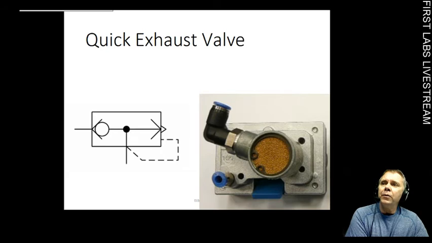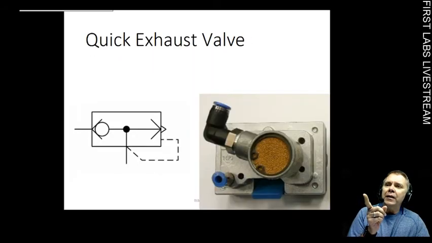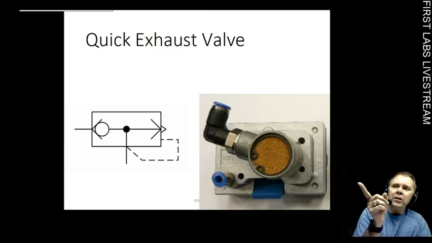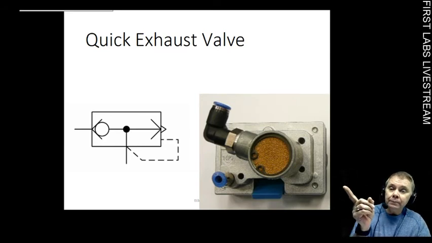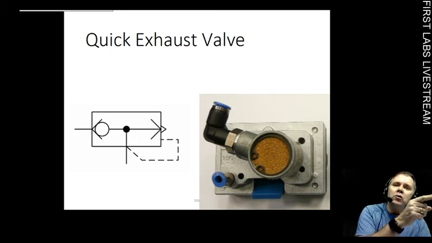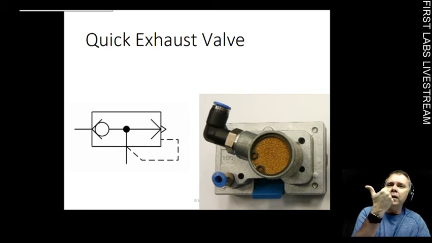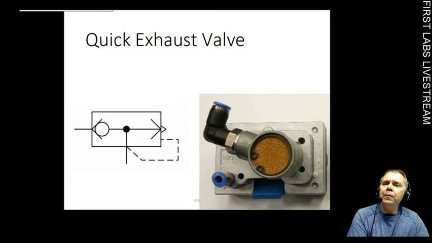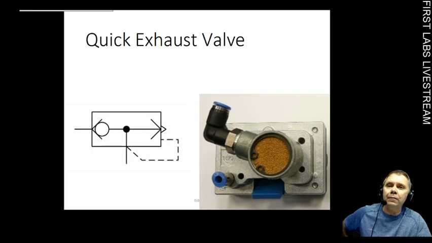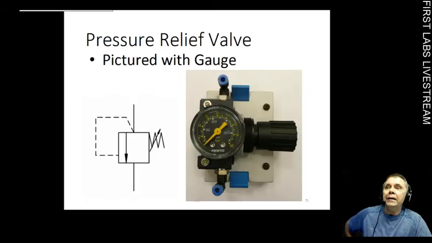This is a quick exhaust, so it's very similar to what we just saw. In that case, the air will flow one direction, but in the other direction, it actually gets exhausted straight to air. So if you have a cylinder that you want to extend through an actuator, but retract quickly, let's say a spring return cylinder, this guy, during a retraction, will allow the air to quickly vent through that little gray screen right there, a little sound dampener. And it would retract much quicker because it doesn't have to go through the valve. The air can vent through there. So we don't usually use these quick exhaust valves in FIRST Robotics very much. So, keep moving on.